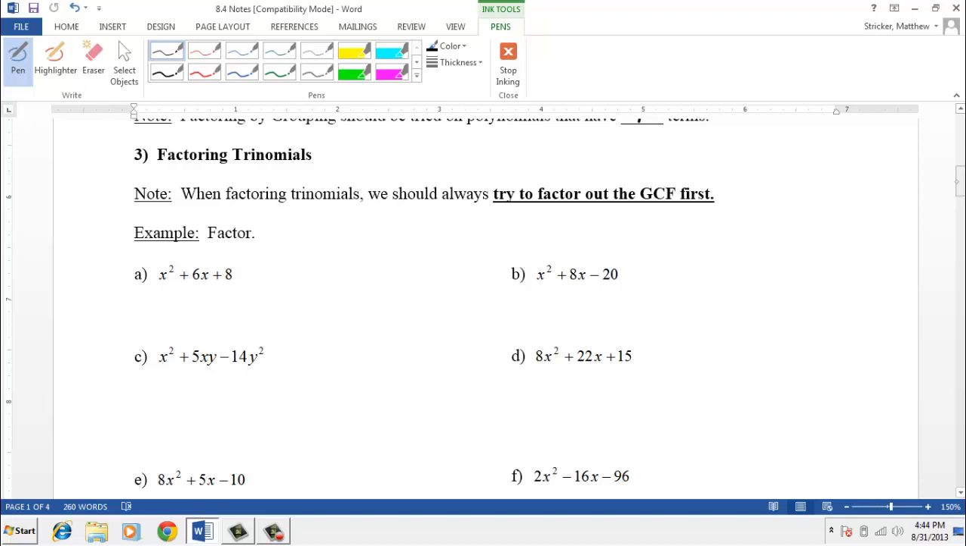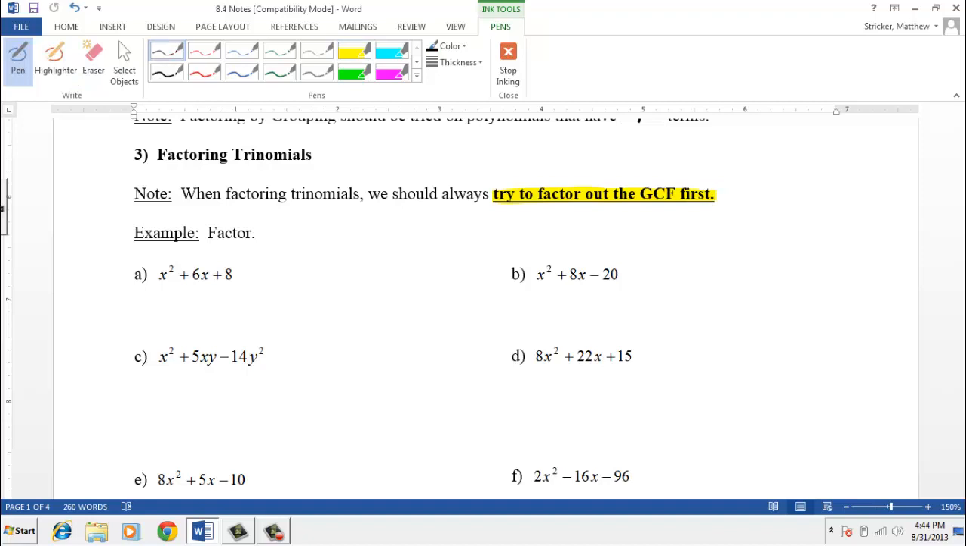most often. One thing that you really need to make note of is whenever we're factoring trinomials, we should always ask ourselves, can we factor out a greatest common factor first? That was the first skill we talked about in this section. A lot of times if there is a greatest common factor we can pull out, it's going to make our life a whole lot easier.